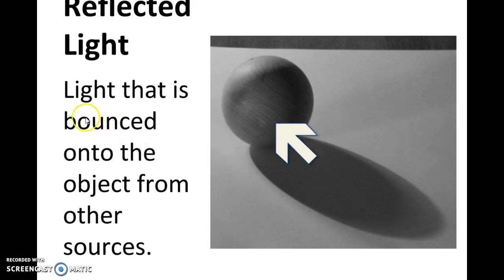Reflected light is light that is bounced onto the object from other sources. So if this is a still life with many objects in it, the light is going to be bouncing off of those objects and onto this object that we're looking at. The light also shines down, hits the surface that the object is sitting on, and then bounces back up onto the object. A lot of times the reflected light can be seen towards the bottom edge of the object. In this case, we see it as a lighter area right here within the object.